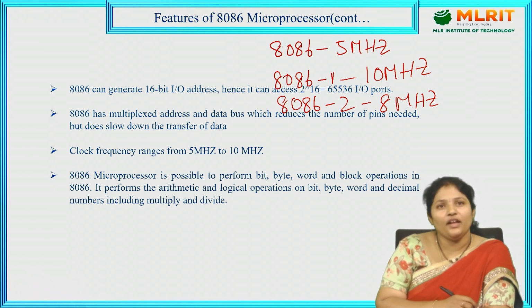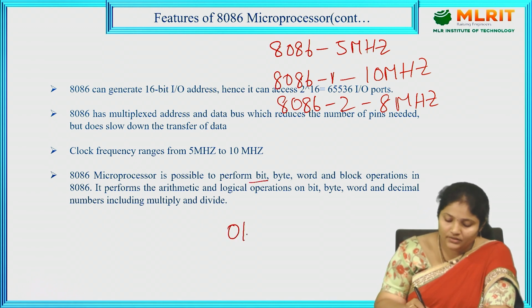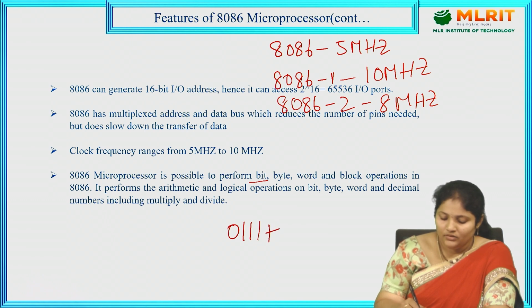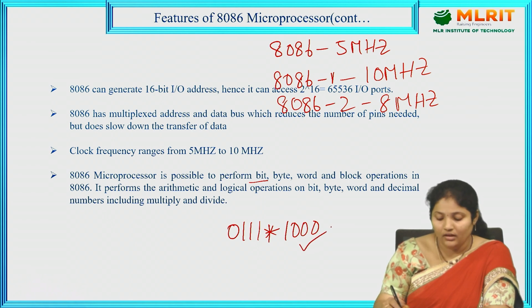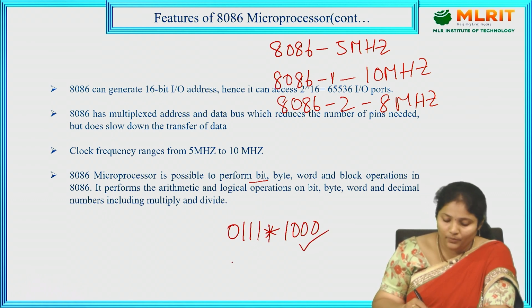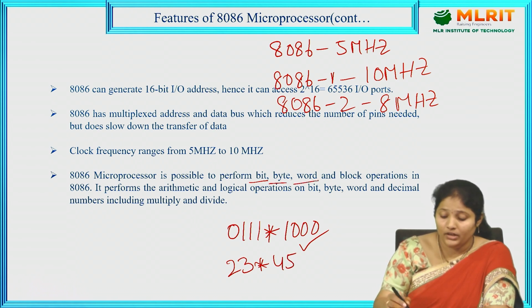The 8086 microprocessor can perform bit operations, like binary operations or anything. It can multiply; these are 16-bit operations. It is bit operatable and byte operatable. You can give byte operations, and you can give word operations.